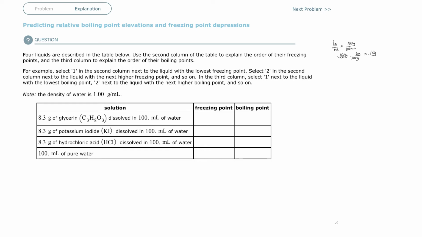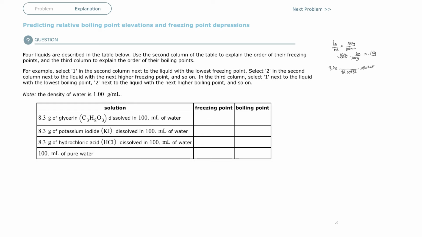So I'll take 8.3 grams of glycerin. Its molar mass, I added it up, was 92.09382. That's going to give you 0.09013 moles.